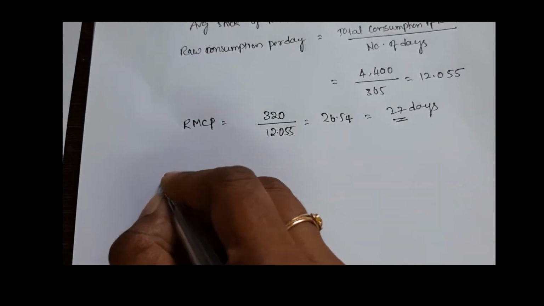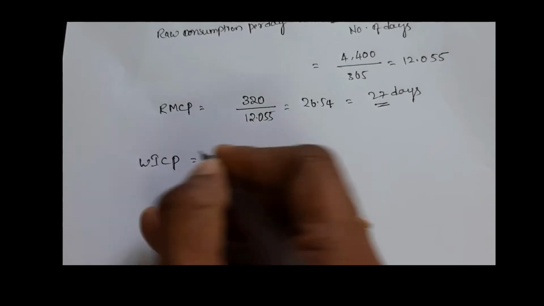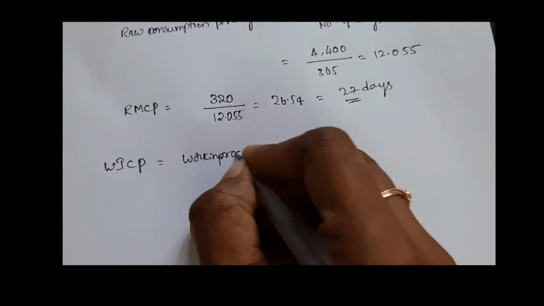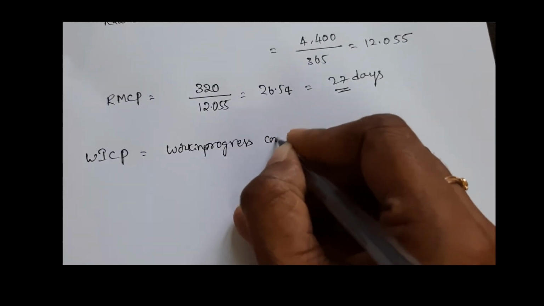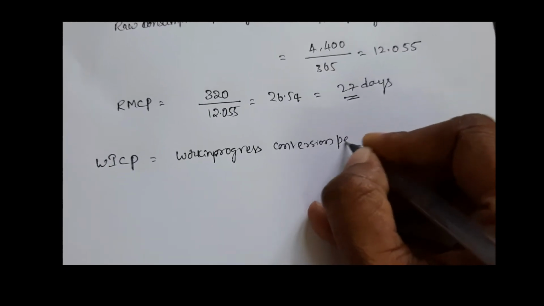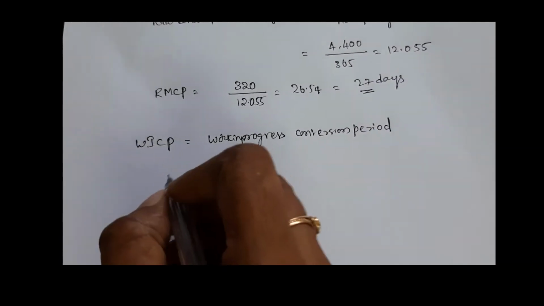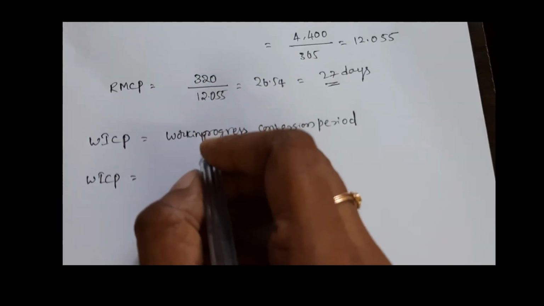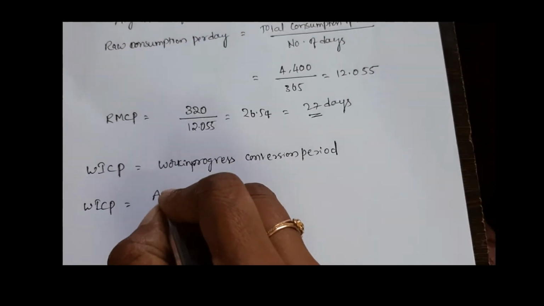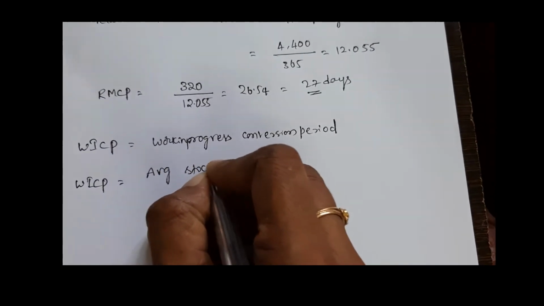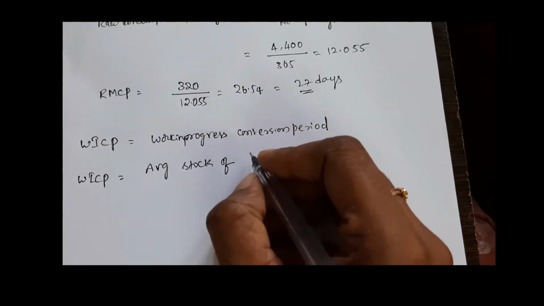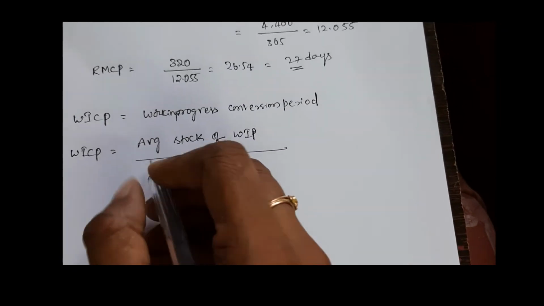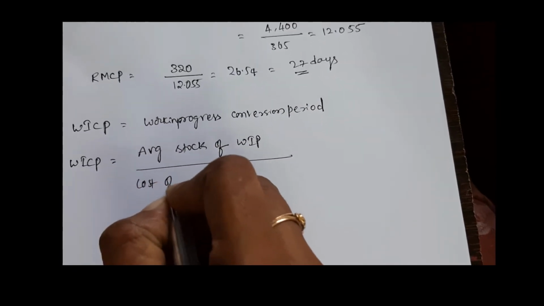Now we will see WICP. WICP represents work in progress conversion period, and WICP will be calculated by using average stock of work in progress divided by cost of production per day.